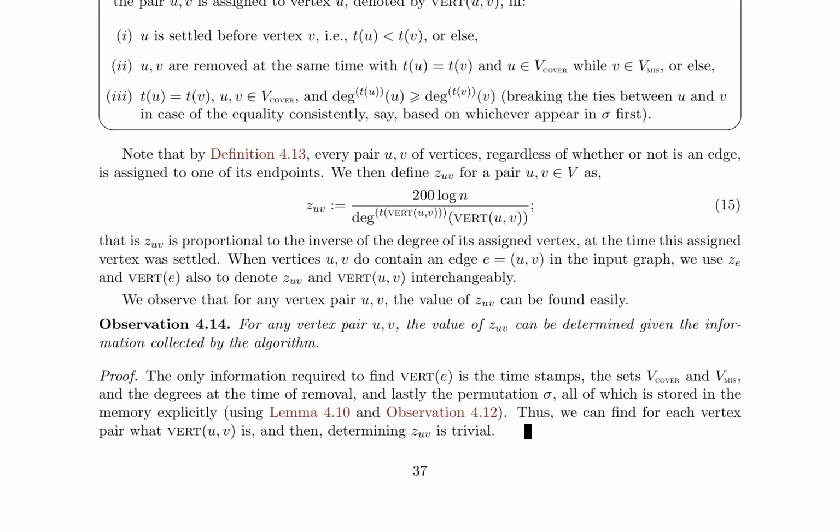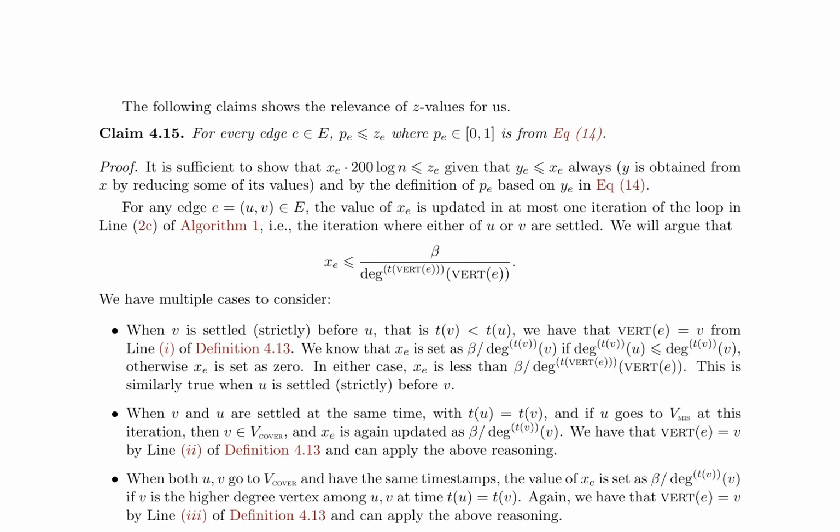To sidestep this issue, they define an intermediate assignment z element of R^(E), which can be explicitly found for any pair of vertices. The vector z is defined as z_uv = 200 log n · deg_t(vert(u,v)), where vert(u,v) is the vertex to which the pair (u,v) is assigned, as per definition 4.13.